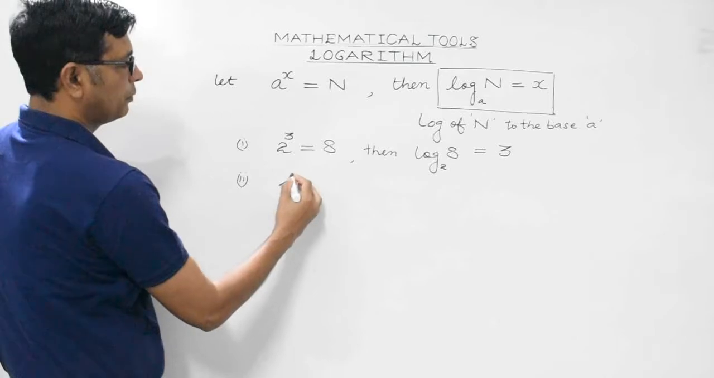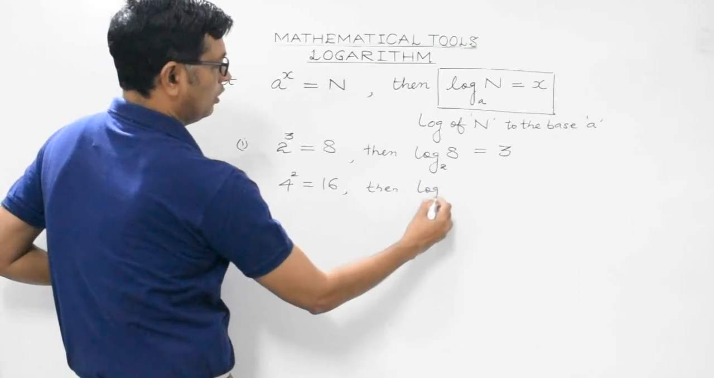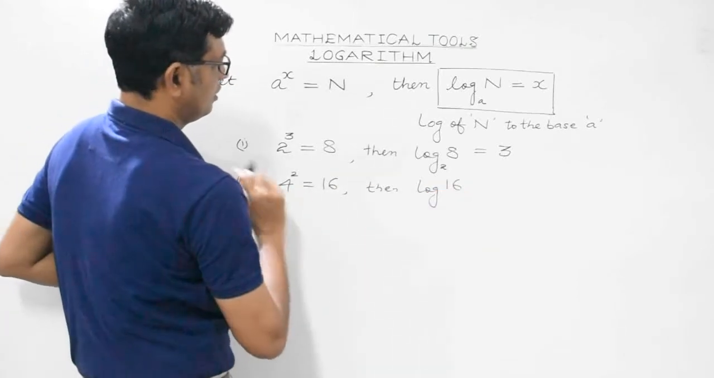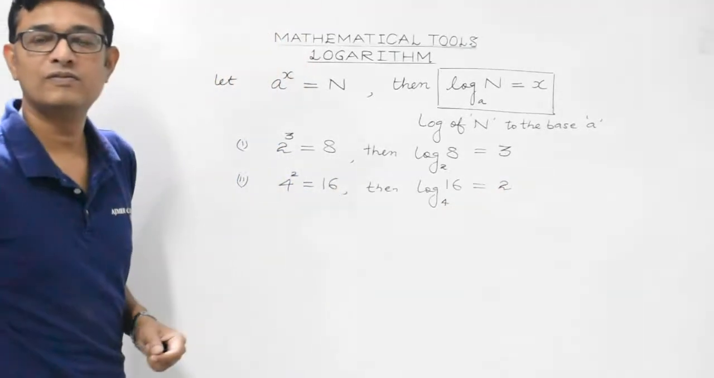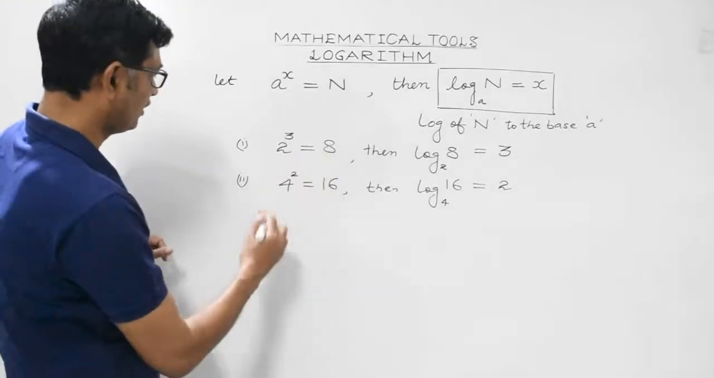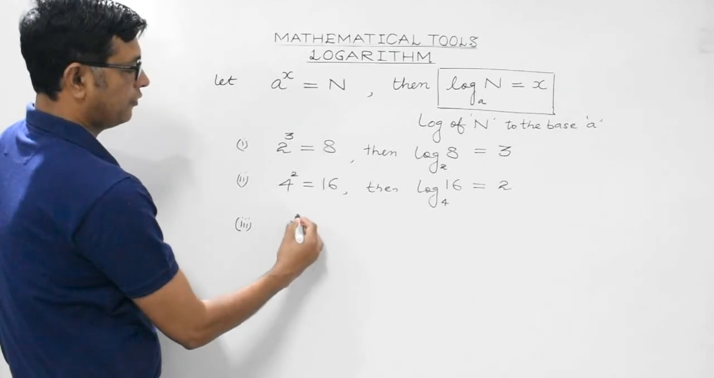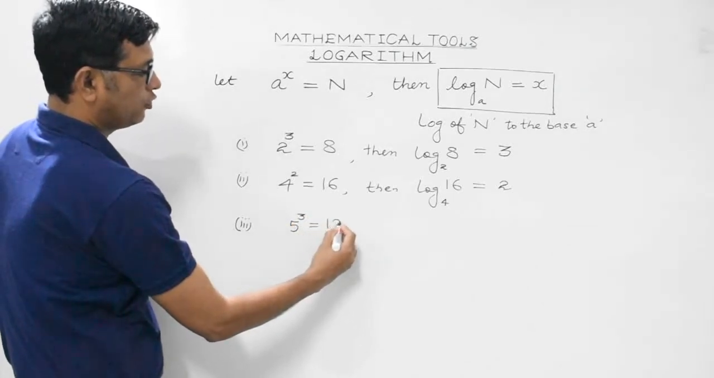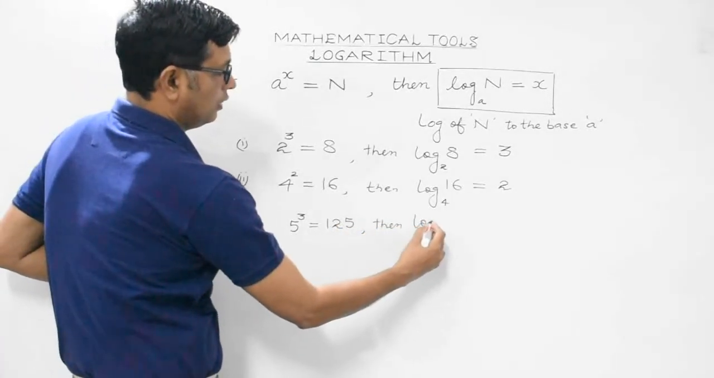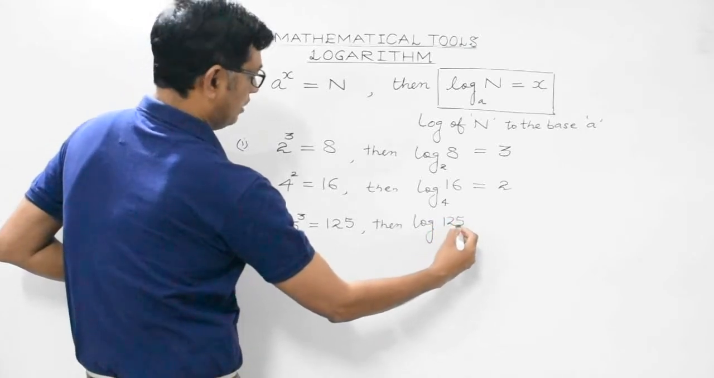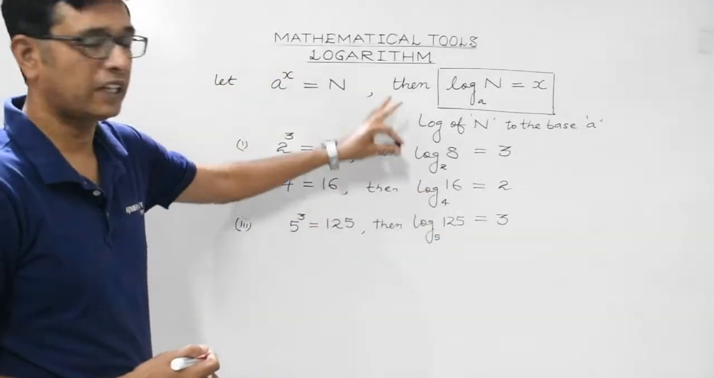Now look, 4 to the power 2 will give us 16. Then log of 16 to the base 4 will give us 2. Clear? Let's consider still another example. Suppose 5 cubed, that is 5 to the power 3, obviously is 125. Then log of 125 to the base 5 would be equal to 3. I hope it's pretty clear.